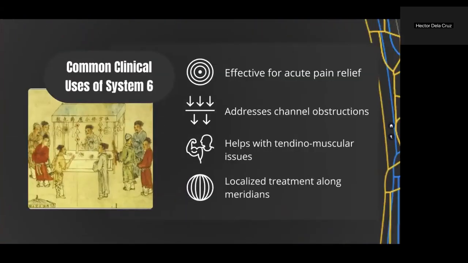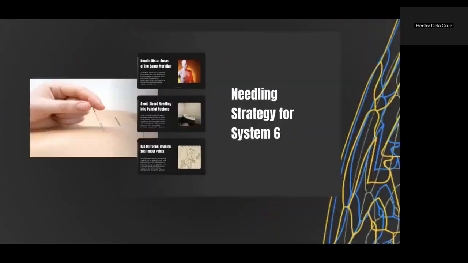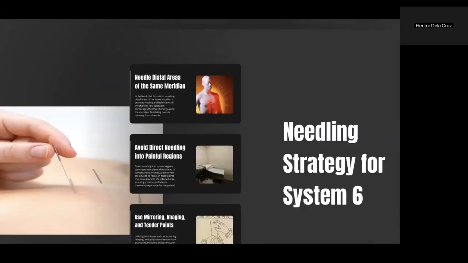Common clinical uses of System 6: effective for acute pain relief, addresses channel obstructions, helps with tendinomuscular issues, localized treatment along meridians. Needling strategy for System 6.